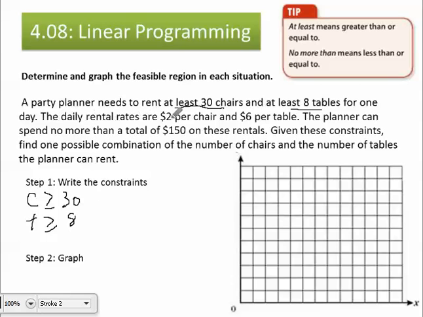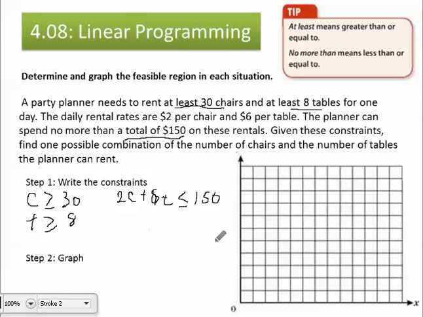They're also telling you the daily rates: $2 per chair and $6 per table, so 2C plus 6T has to be less than or equal to, no more than, $150. Where did I get that from? Right here. He wants to spend no more than a total of $150. Given these constraints, how could we solve it?